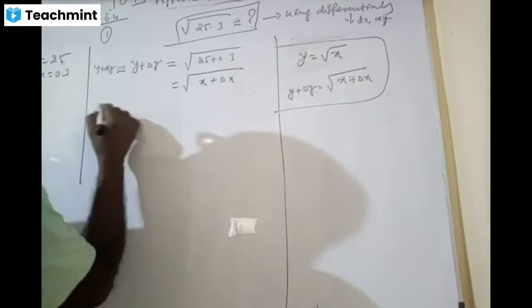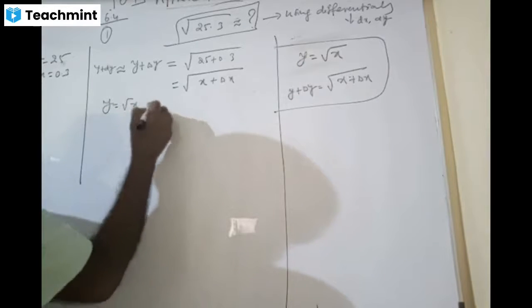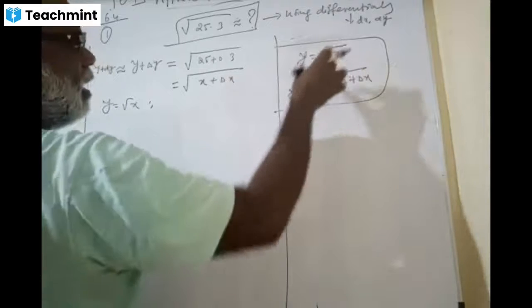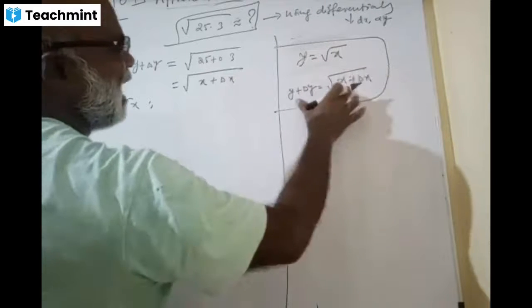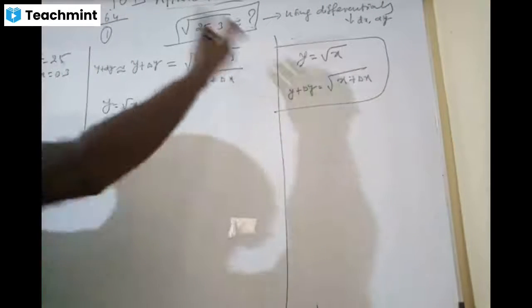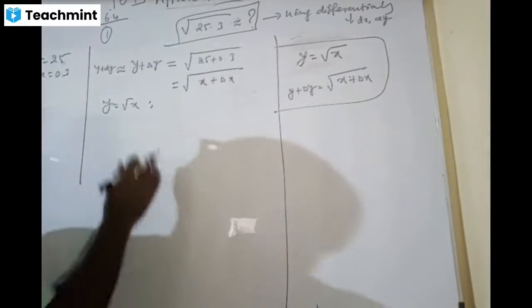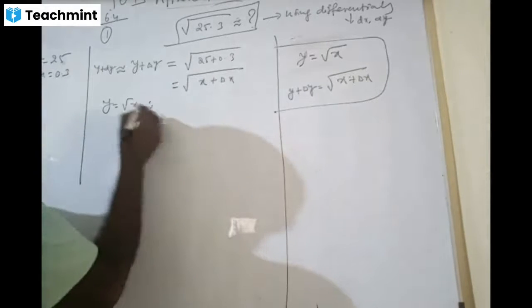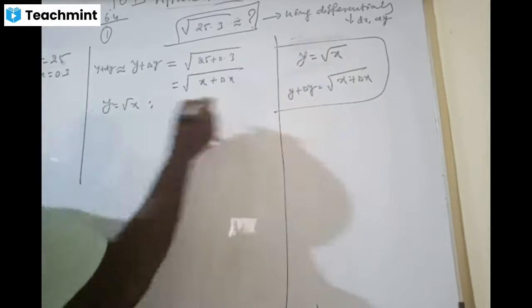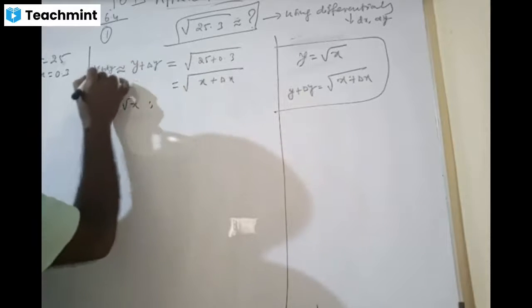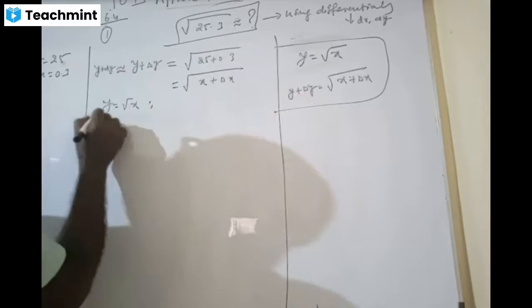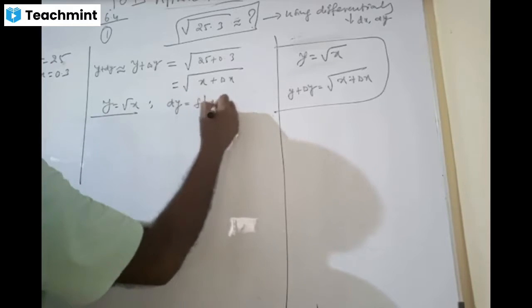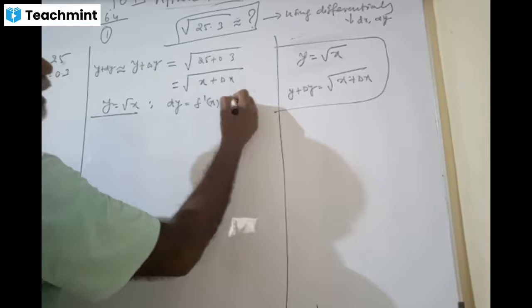So y equals root x is the basic function. Y plus delta y is the changed value, the new function rather. So y equals root x is the original function. Now you have to find out y plus delta y, or y plus dy. So y is root x. What about dy? Dy is nothing but f dash x into delta x.